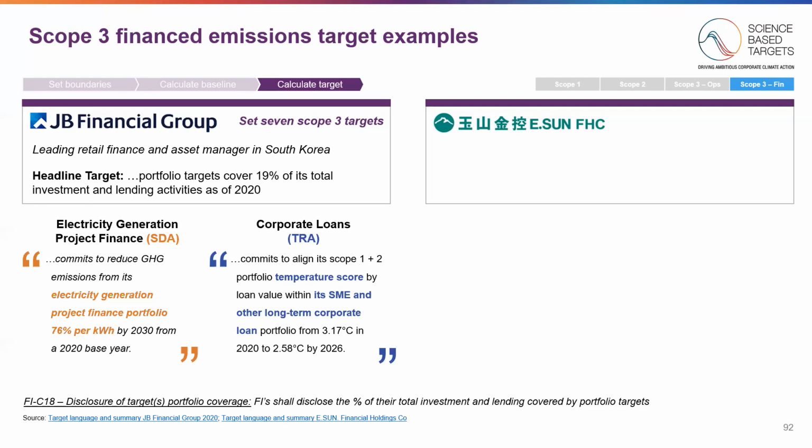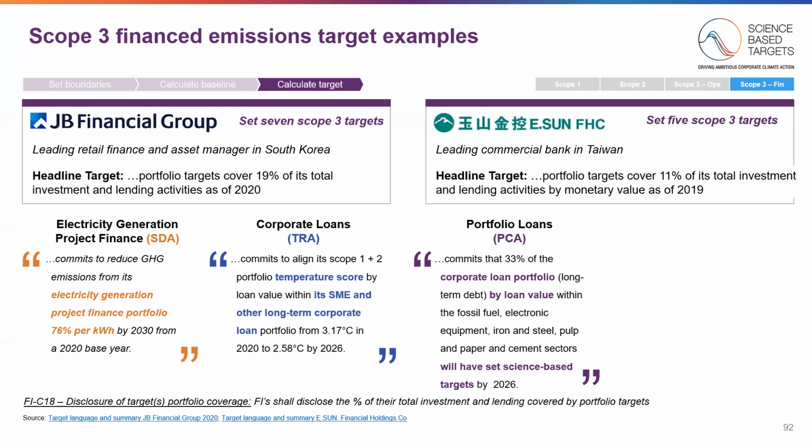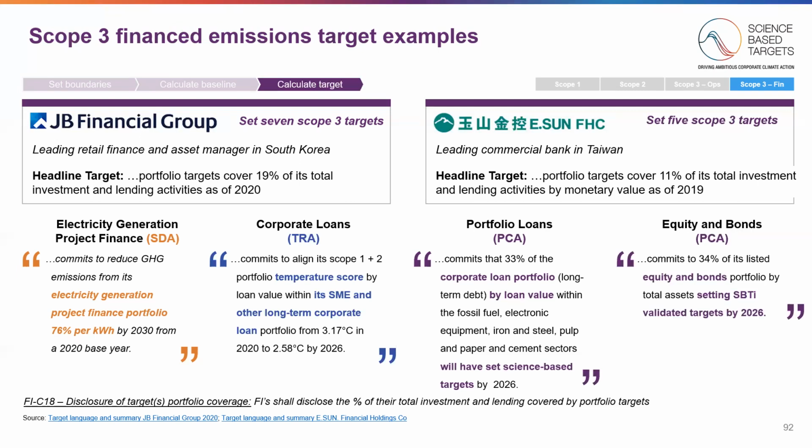Moving on to eSun Financial Holding Company. They are a leading commercial bank in Taiwan, with much of their business to SMEs as well. They chose to set 5 specific targets, several of which are using the PCA or portfolio coverage approach. Their current targets cover 11% of their investment and lending activities by monetary value. For their portfolio loans, they're covering 33% of their portfolio by loan value across several sectors. These sectors are not currently required to use the SDA, even though some, such as pulp and paper and cement, do have SDA pathways. For eSun's equity and bonds portfolio, which they decided to aggregate since they're using the same methodology, they also set a PCA target.